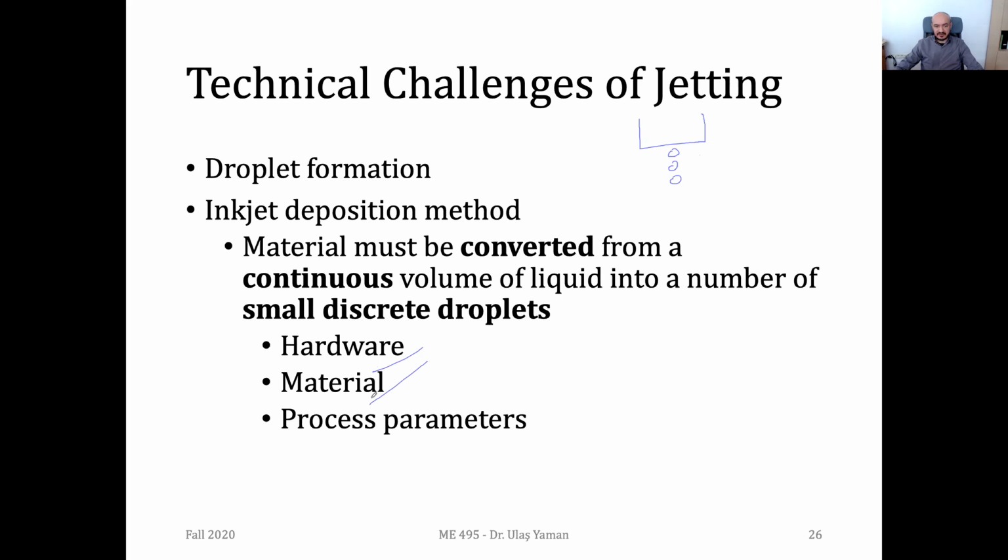And for that purpose, we need to use special hardware and special materials, and that actually makes jetting processes quite challenging. So what we are going to do for jetting, we will start with a continuous supply of liquid material, and it will be turned into smaller droplets. For that purpose, we need special material, special hardware, and proper process parameters. Again, this is important. If you cannot adjust the speed, the frequency of drop generation, you will simply fail.